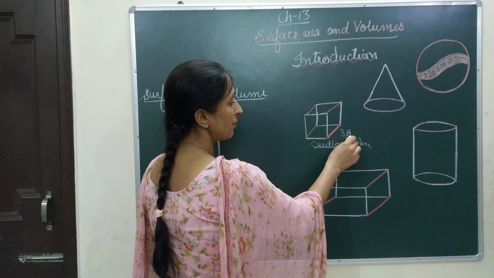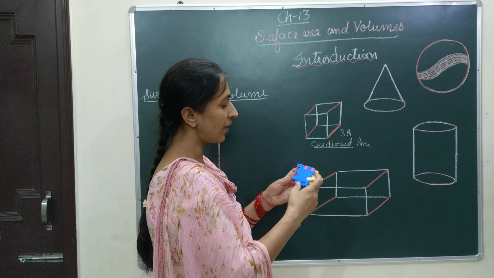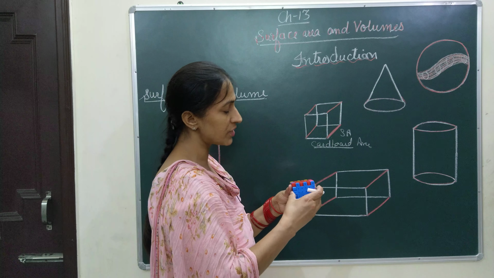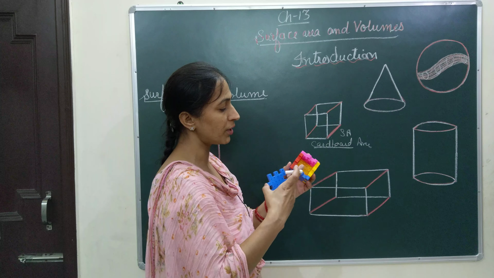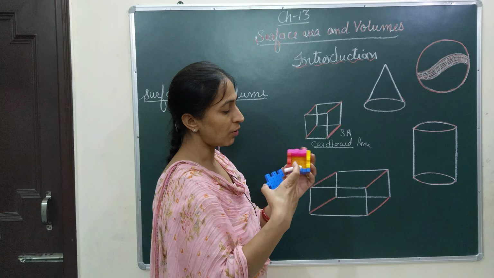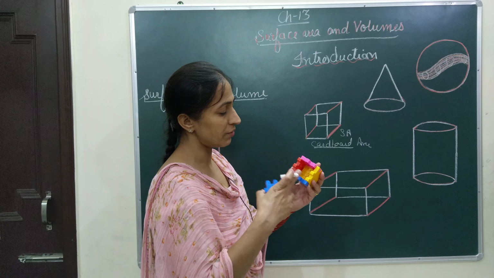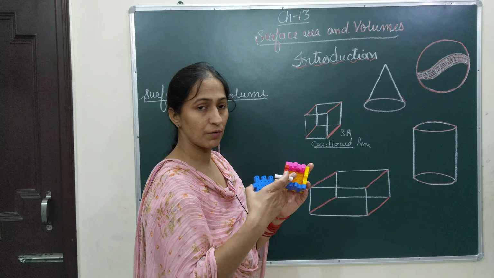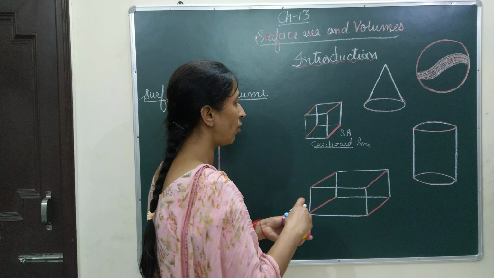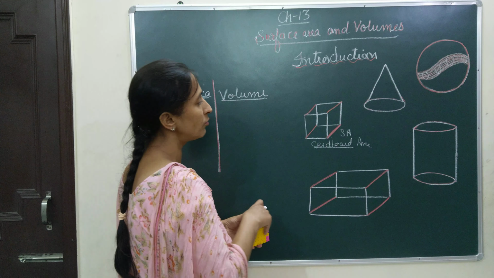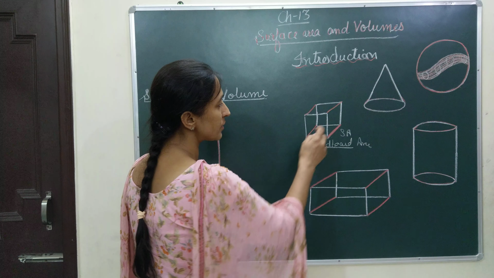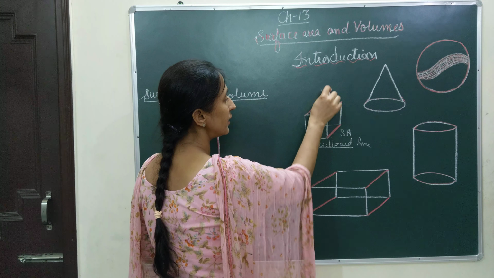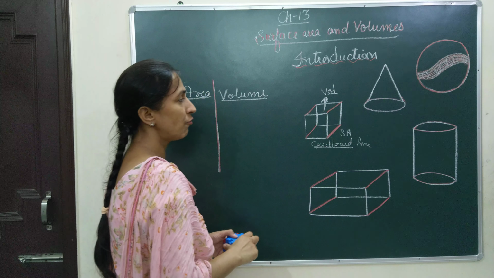But if I am asked to find the amount of chalks this box can hold, how many chalks this box can hold? If I am talking about the amount of chalks, no doubt these are to be kept inside this box. If these are to be kept inside, when we are talking about the inside capacity of this, we will be talking about volume. So if they are asking the amount of water or amount of chalks this box can hold, then you are talking about the inside capacity, and in that case you will be finding the volume.